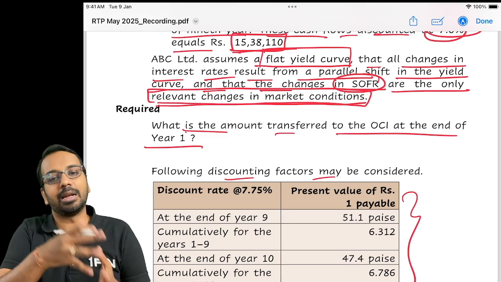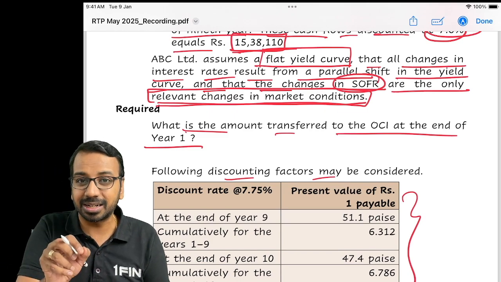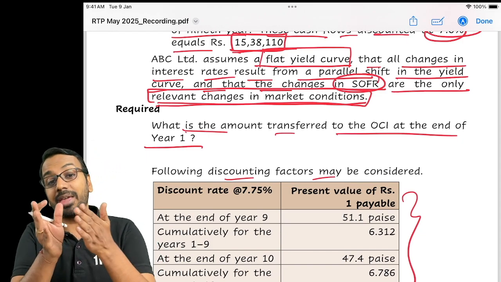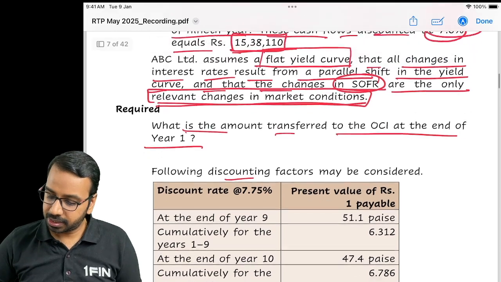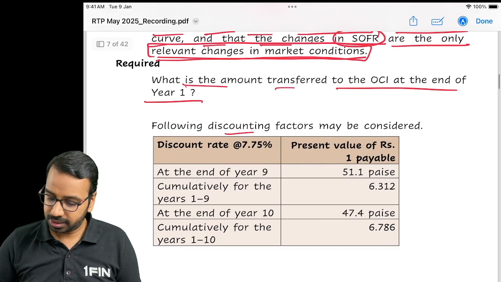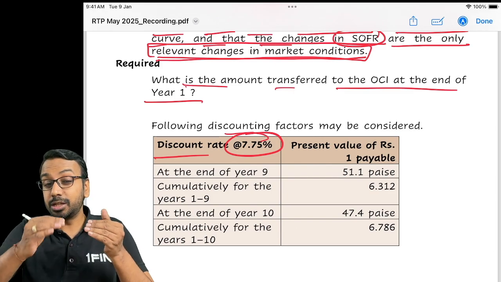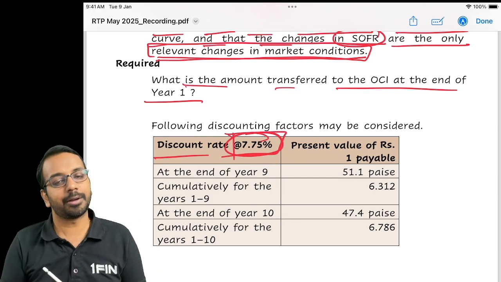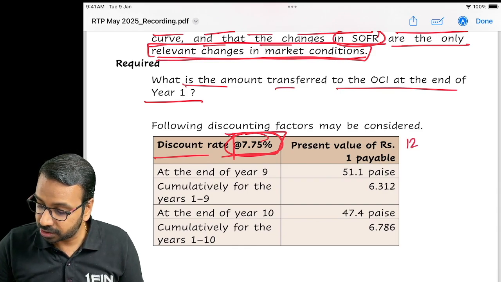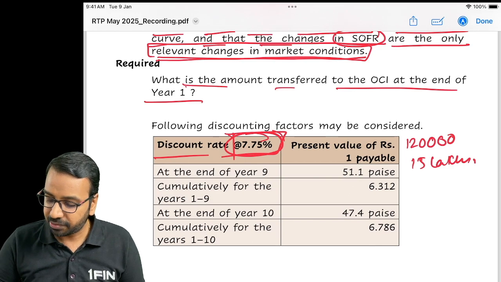Whenever there are fair value changes because of the instrument specific risk, that is what we have to transfer to OCI. This we have understood. Now, when we consider the discounting factors at 7.75%, assuming my instrument specific credit risk has not changed, my rate will be 7.75%. So I have to discount the interest, which is 1,20,000, and the principal, which is 15 lakhs, at 7.75%.